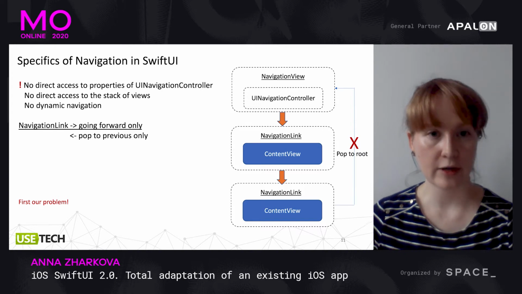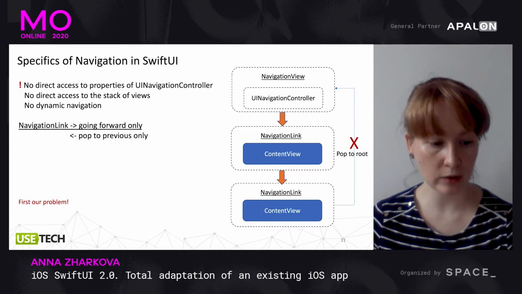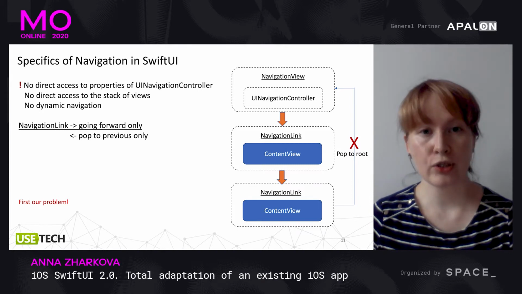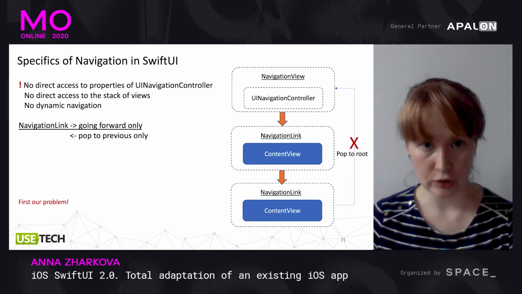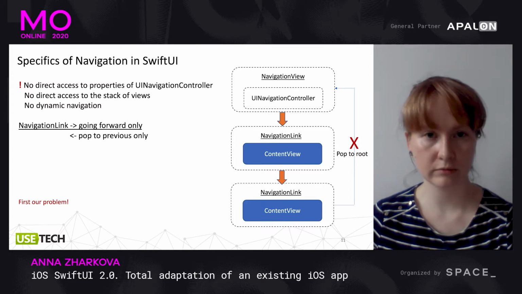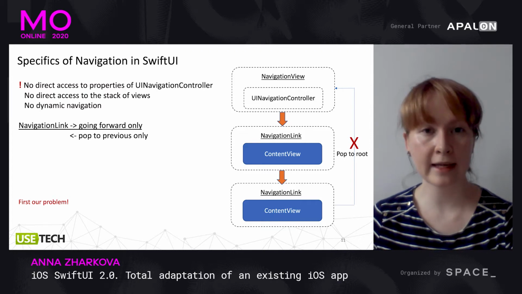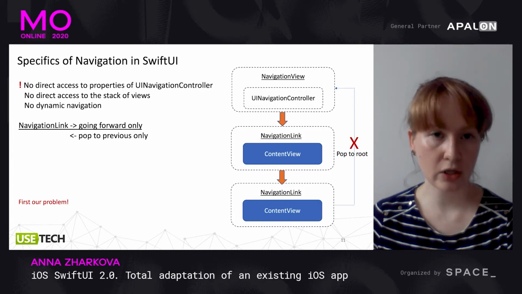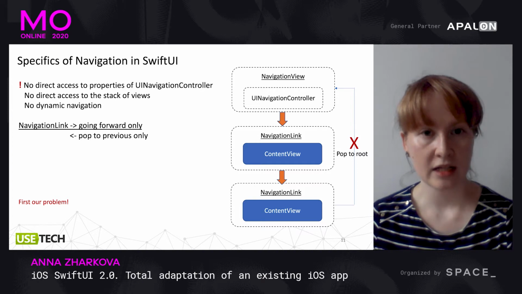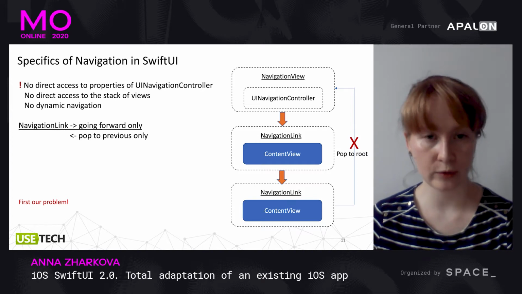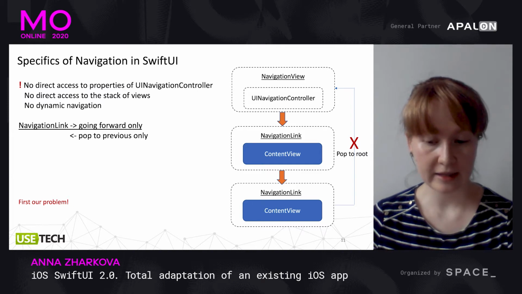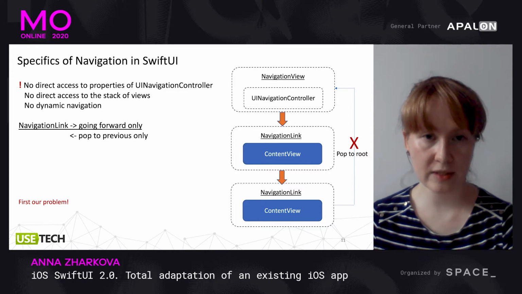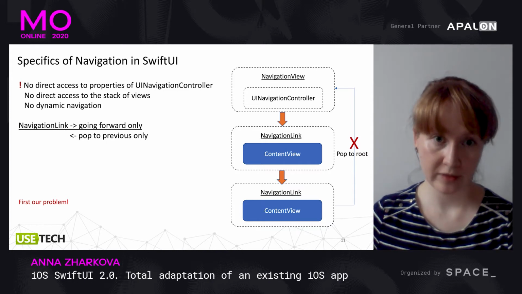But there are some problems. There is no direct access to the properties of your navigation controller and no direct access to the stack of views. So a NavigationLink provides you only forward navigation, and you can return to the previous screen using only the back button embedded in the navigation bar. And there is no possibility to create dynamic navigation at runtime. And there is no way to return to the root view or to a specific view. So there is the first problem in SwiftUI.